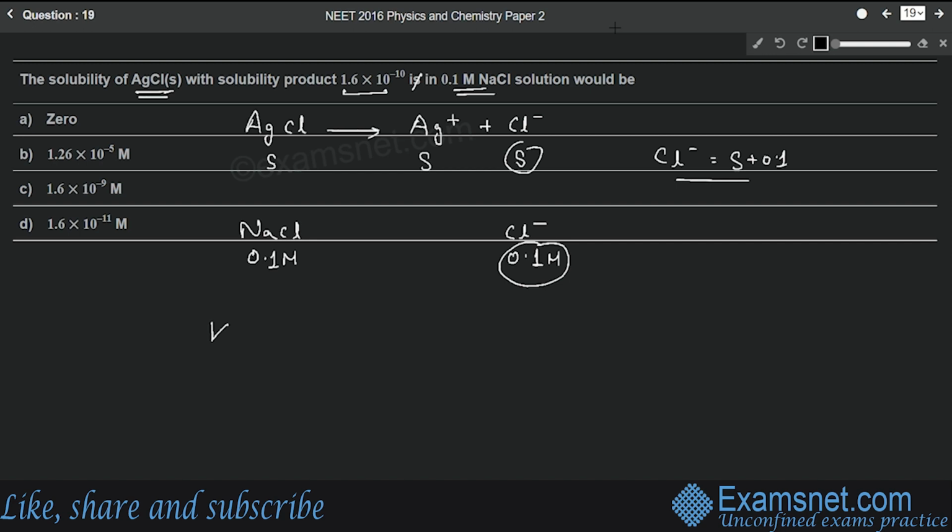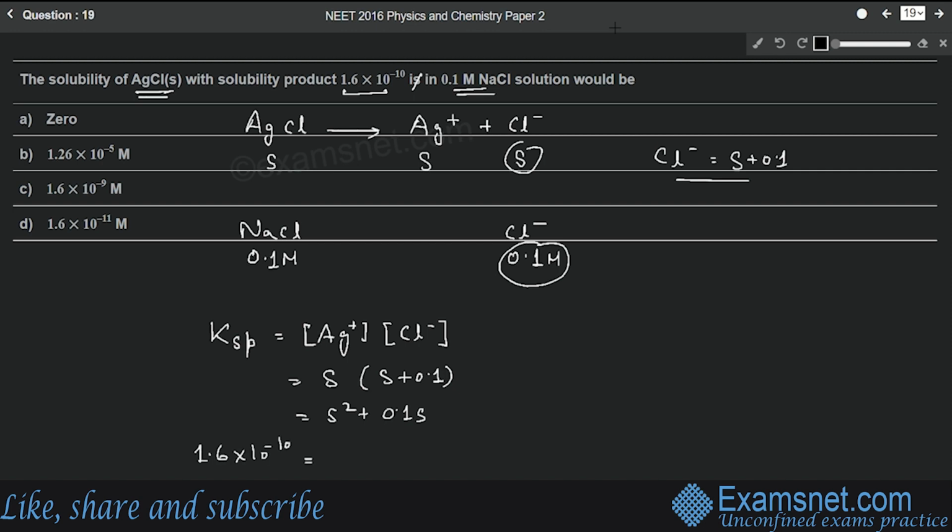Now we have to find KSP. KSP is equal to the concentration of Ag plus ion into the concentration of chloride ion. Okay, now that of Ag plus is S, whereas the concentration of chloride ion is S plus 0.1. So it will become S square plus 0.1 S, right? Now KSP is mentioned in the question. It is equal to 1.6 into 10 to the power minus 10.